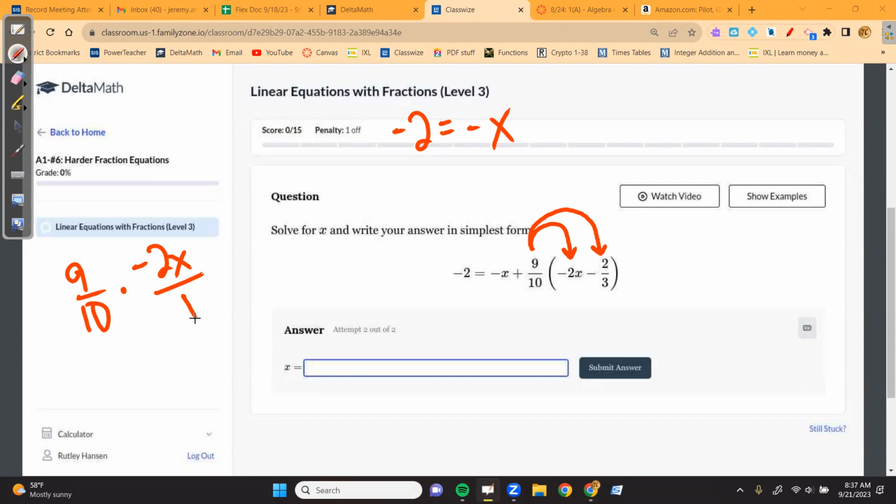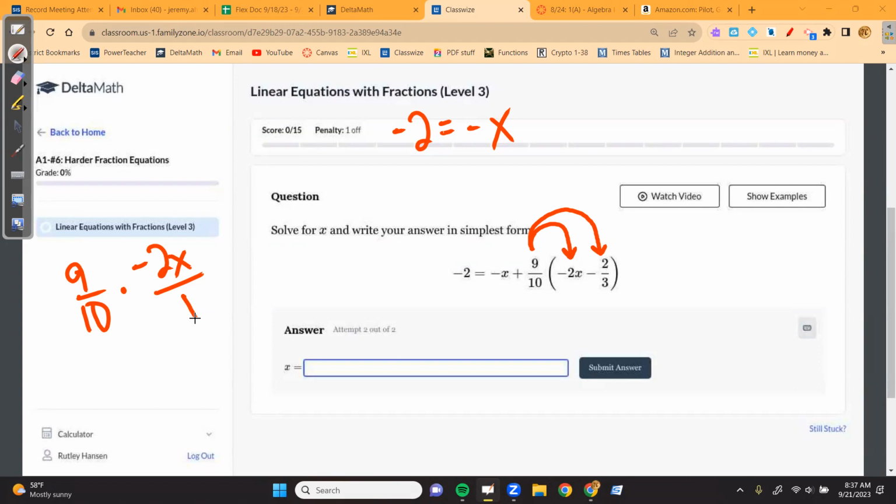Yeah, I want fractions to go with other fractions. So that's why I did what I did. And so now what Rutley and I need to do is we need to multiply that little problem out over there on the left side of the TV. What are we going to get, Rutley? I got 9.